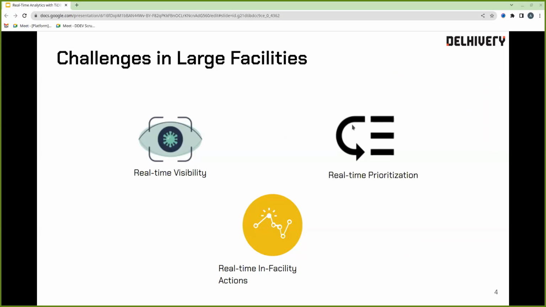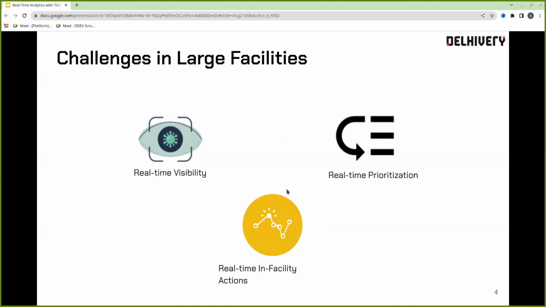Similarly, real-time prioritization is crucial to streamline operations. Here, the operator needs to make decisions regarding how and where to dock trucks within the facility, the order in which trucks should be loaded or unloaded, and prioritizing the unloading or loading of specific shipments. And the third, real-time in-facility actions, presents additional challenges: locating a specific shipment or bag within the facility, which usually can be a daunting task, accessing floor plans to understand the layout and optimize movement, and monitoring manpower activity to ensure efficient utilization.